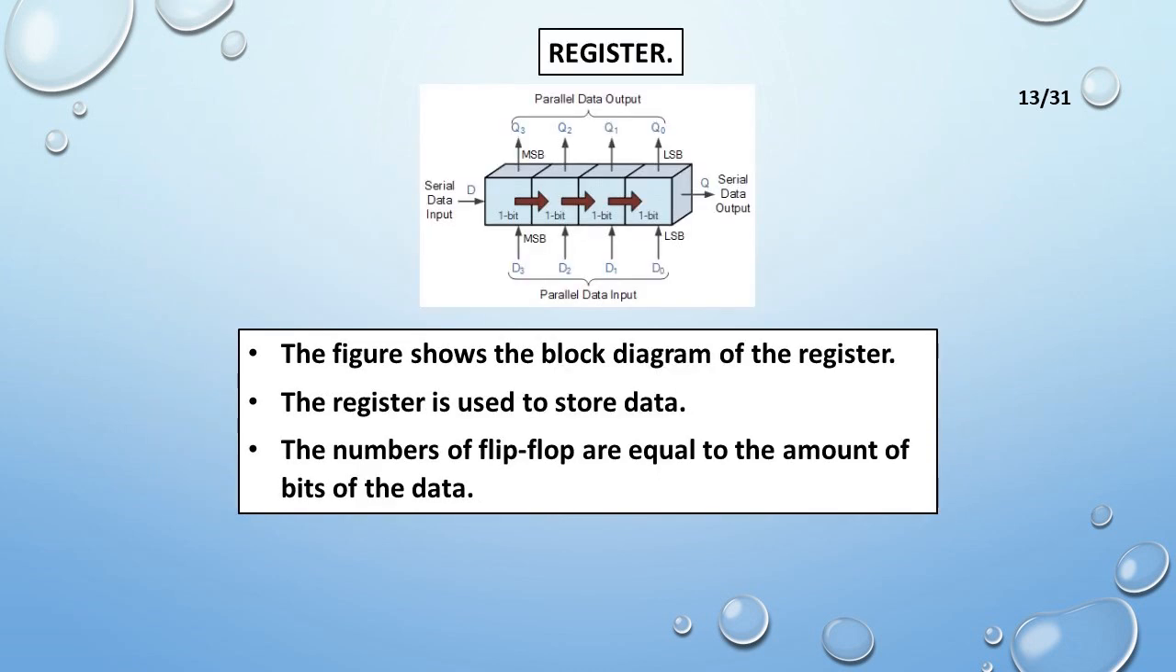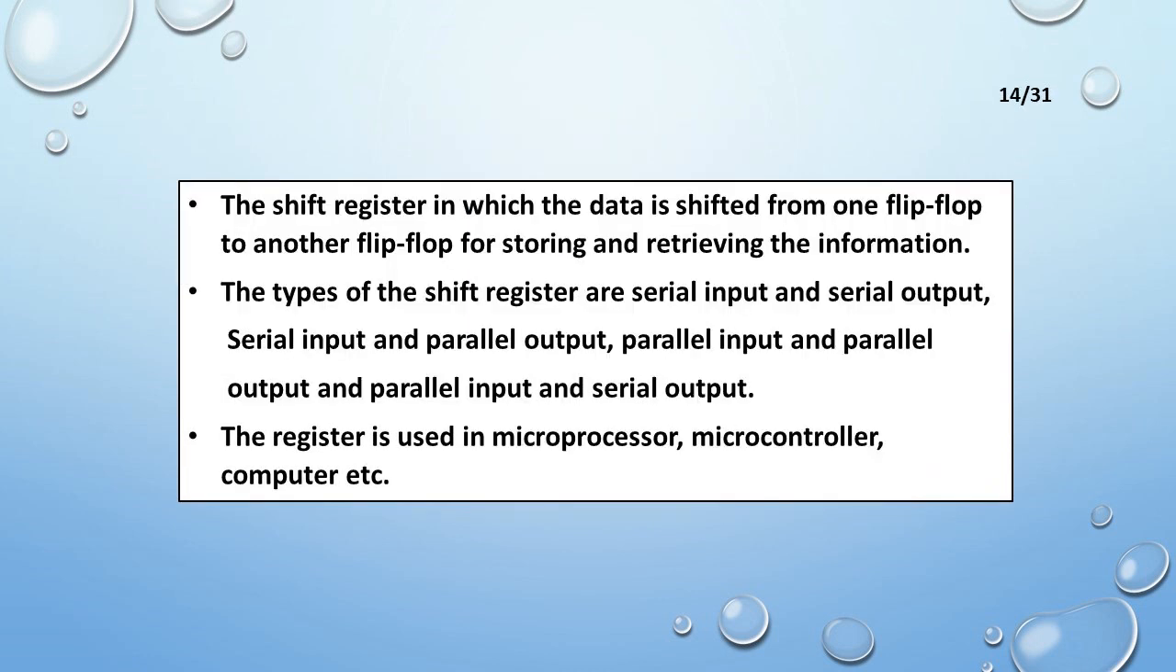Register. The figure shows the block diagram of the register. The register is used to store data. The number of flip-flops is equal to the number of bits of the data. The shift register is one in which the data is shifted from one flip-flop to another for storing and retrieving the information. The types of shift register are serial input and serial output, serial input and parallel output, parallel input and parallel output, parallel input and serial output. The registers are used in microprocessor, microcontroller, computer and etc.